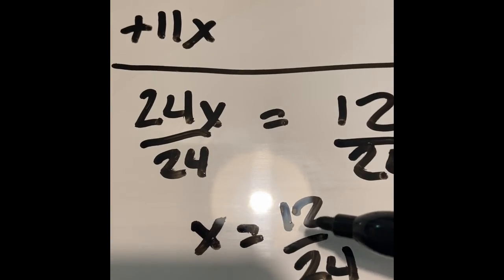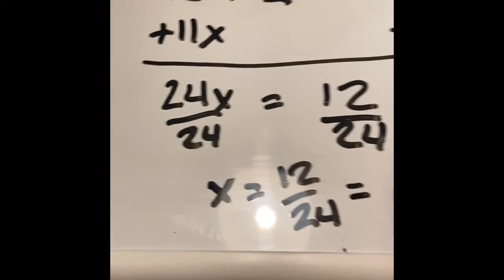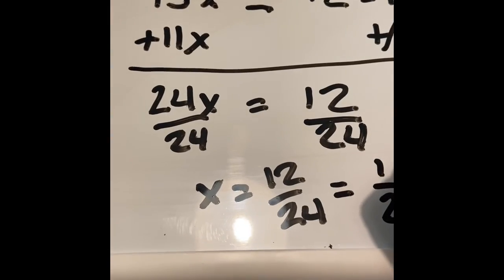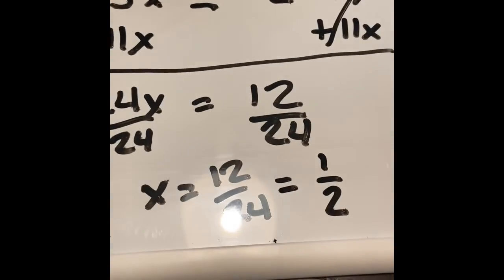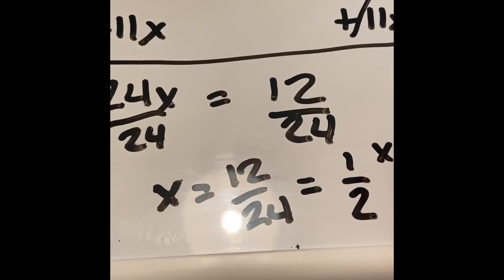How many times does 12 go into 24? Well, twice, and it goes into 12 once. So this simply simplifies to 1/2. Therefore, x equals 1/2.